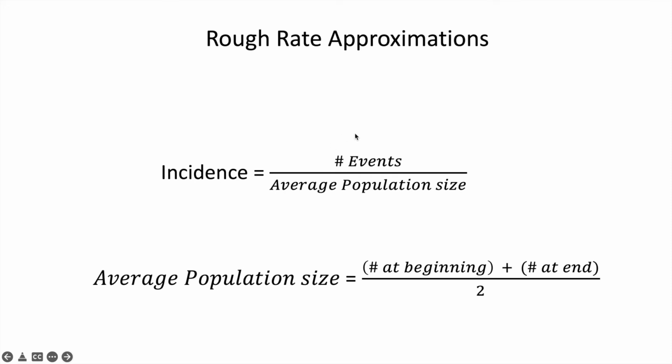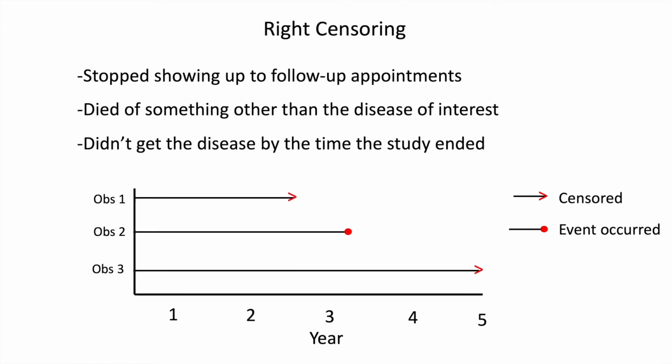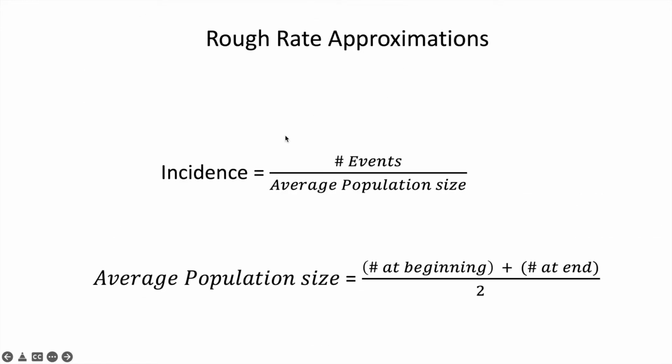Another one is number of events over average population size. The average population size is the number at the beginning plus the number at the end divided by 2. And neither of those are very useful, but again, it's things that usually come up when people give a lecture like this. So now we're getting into censoring, and this is just introducing incidence density.